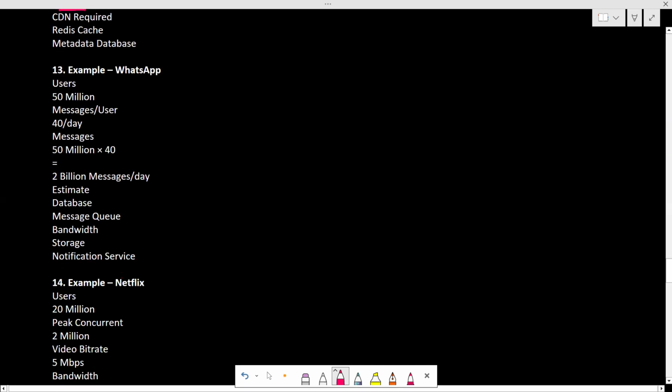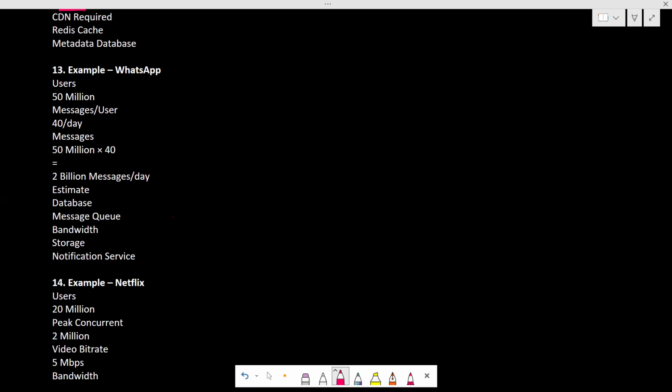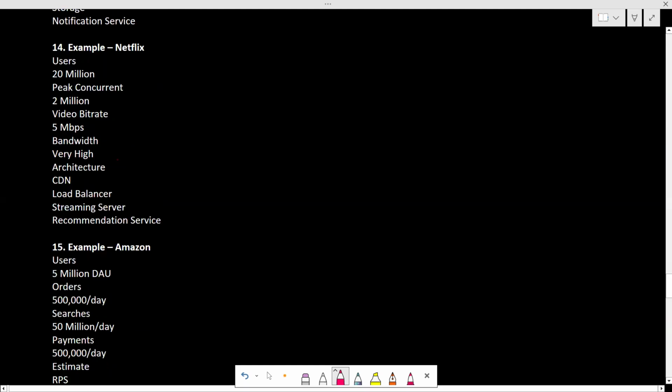Now, WhatsApp case study. Suppose WhatsApp has 50 million active users, and each user sends 40 messages per day. Just assume. So total 50 million multiplied by 40 is 2 billion messages per day. Now think about the challenges: where do we store these messages? How much bandwidth is required? How do we ensure message delivery? This demonstrates why capacity estimation directly influences architecture. So you need to estimate database, message queue, bandwidth, storage, notification service, right?